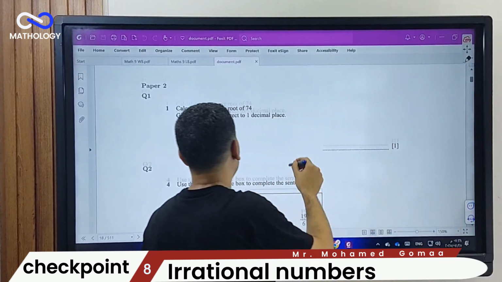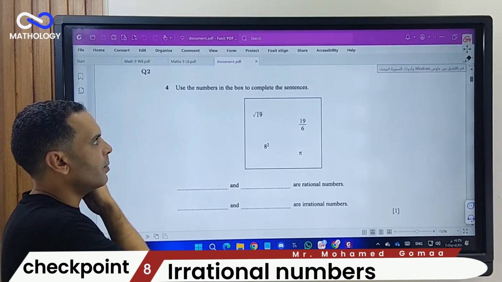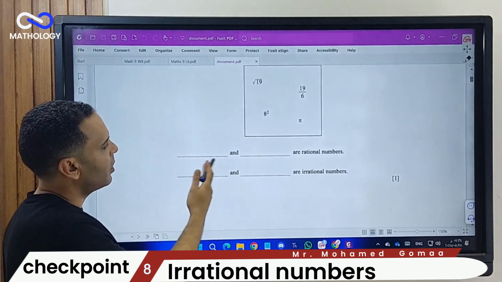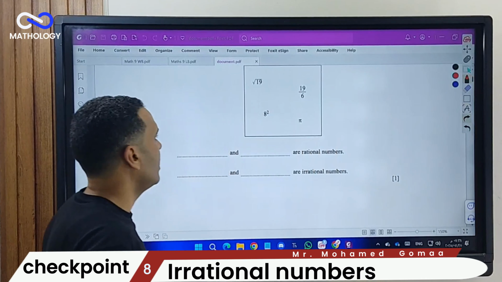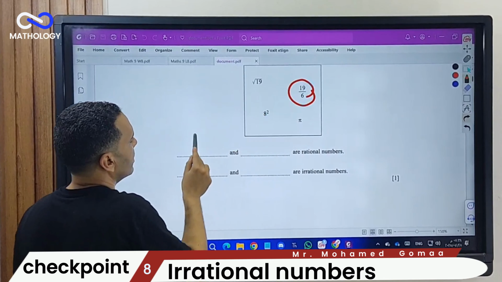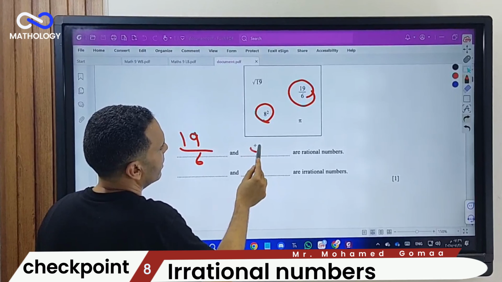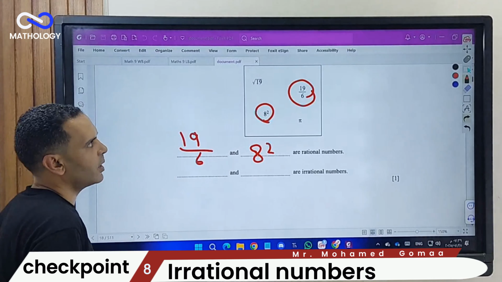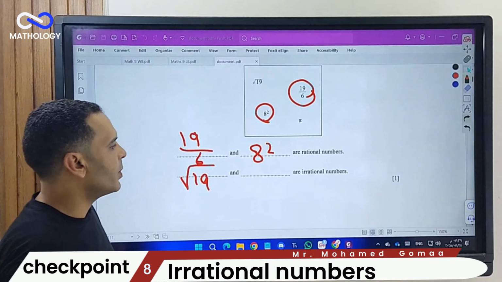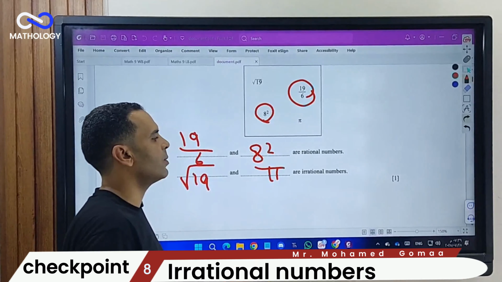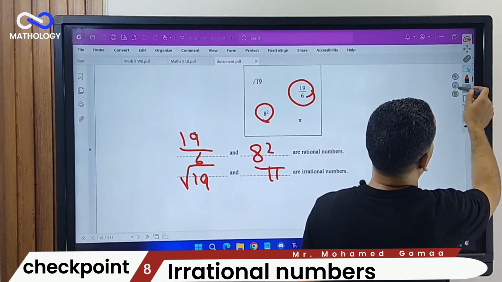This question is on paper 2. Use the numbers in the box to complete the sentence. Which are rational and which are irrational? Here 19/6 is rational because it's a fraction. And 8 squared equals 64, a whole number, so it will be rational. But the square root of 19 is the square root of a non-square number. These two numbers are irrational, but these two numbers are rational because they are a fraction and a whole number.